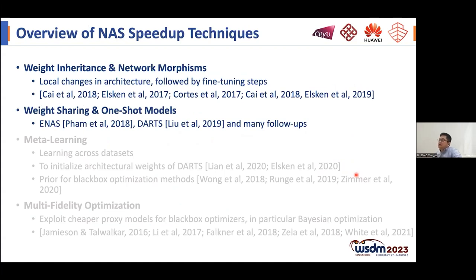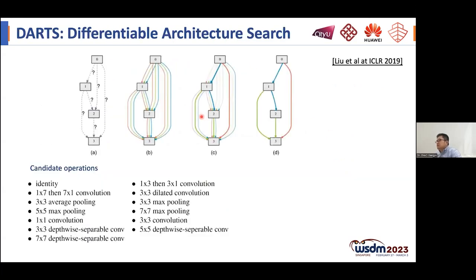And the second speed up method I want to talk about is weight sharing or one-shot models. The most popular approach in this domain is the DARTS algorithm. That stands for Differentiable Architecture Search by Liu et al., 2019.